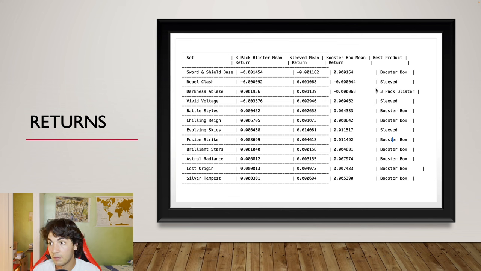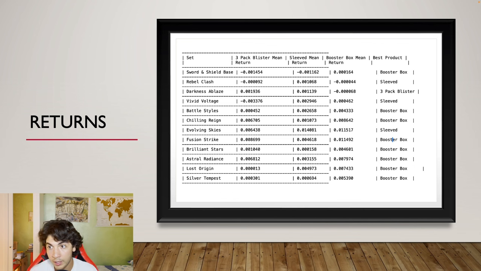3-pack blisters outperformed the other products for Darkness Ablaze. Vivid Voltage sleeved, booster boxes for both Battle Styles and Chilling Reign. Sleeved for Evolving Skies, which is quite interesting, as you can see here. This should be multiplied by 100 to get a percentage, so 1.4%, a weekly expected return. Booster boxes, then, from Fusion Strike till Silver Tempest.